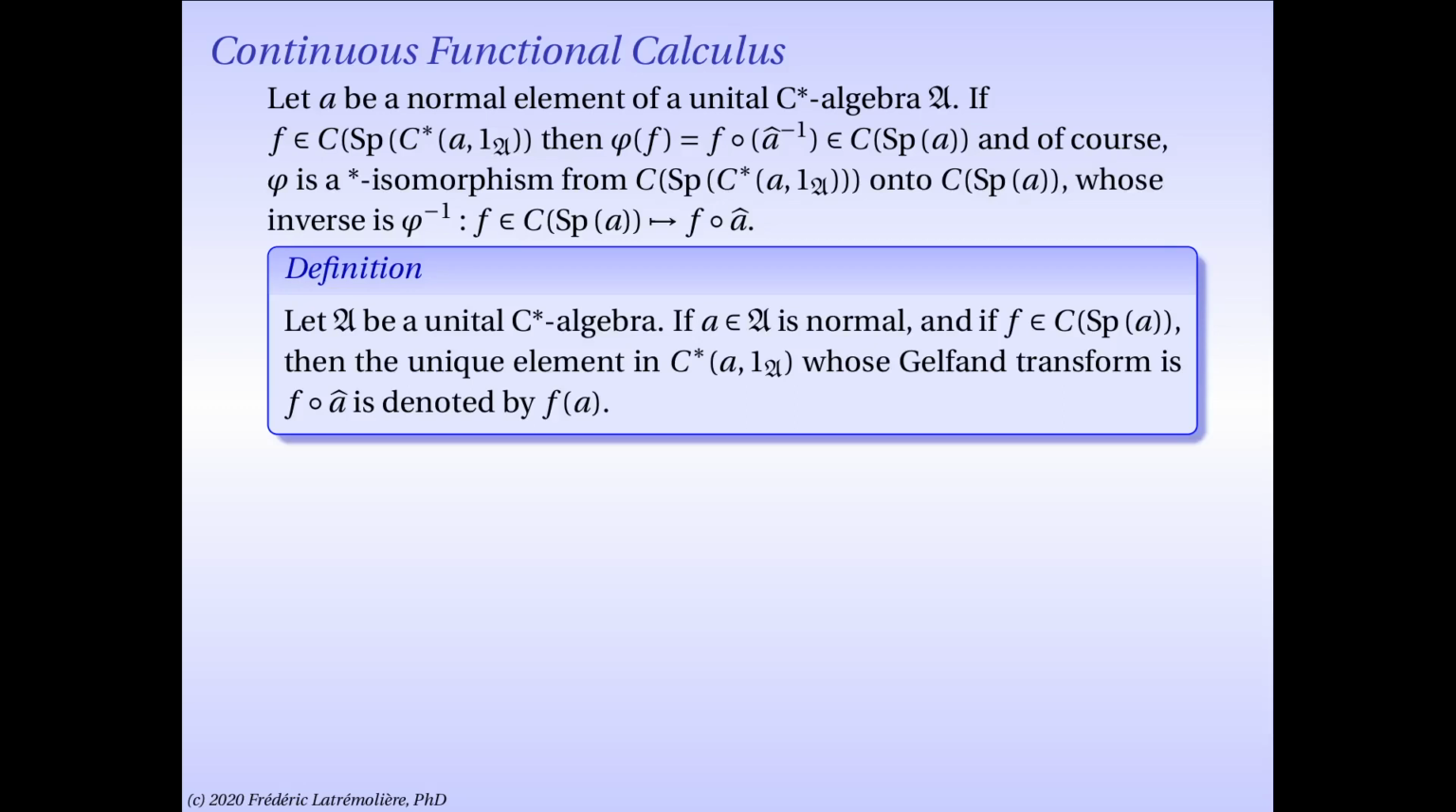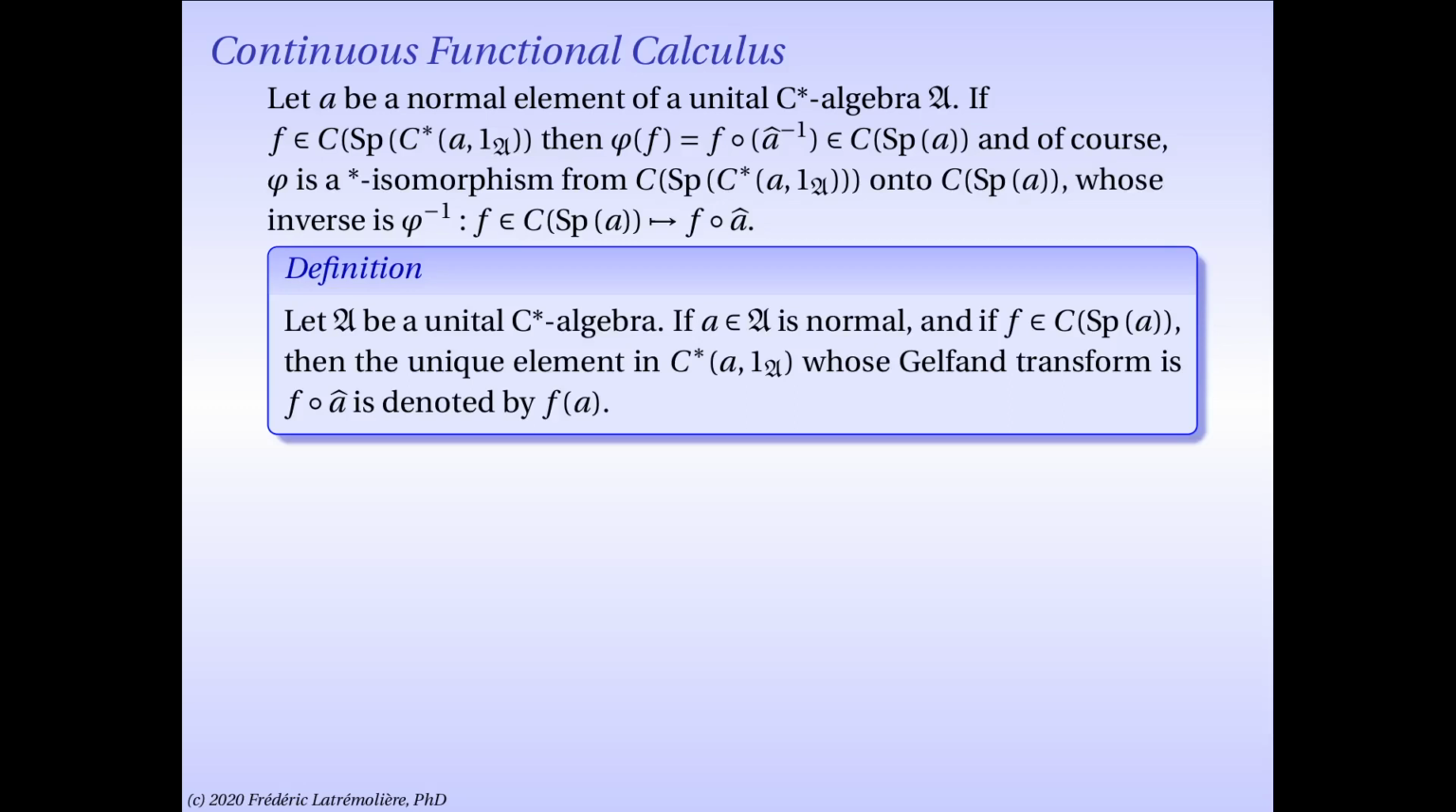And of course we know that this phi thus defined is a star isomorphism from the continuous functions on the Gelfand spectrum of the C-star algebra generated by A in the unit onto the continuous functions on the spectrum of A. We can even calculate its inverse, as is done here. It simply maps a function in the continuous functions over the spectrum of A to that function composed with the Gelfand transform.